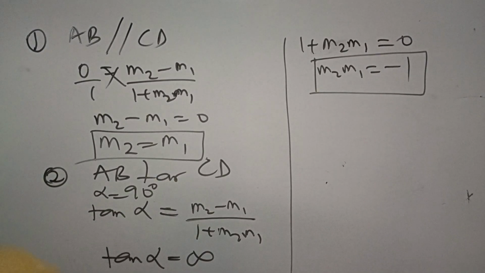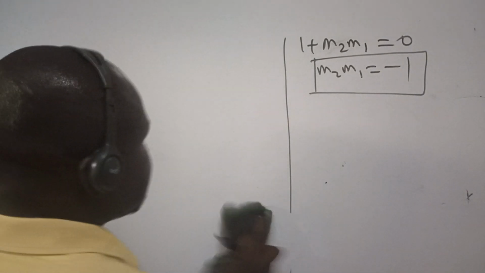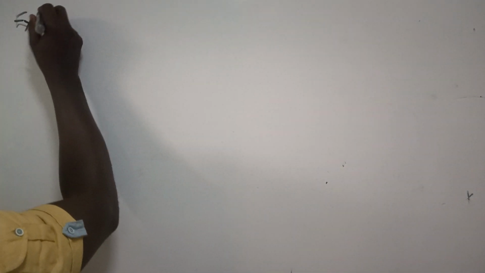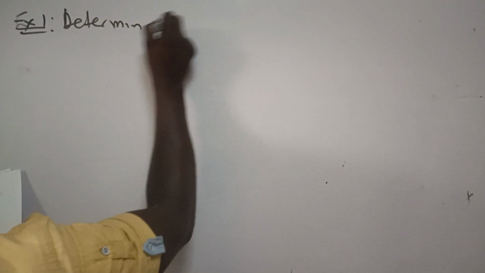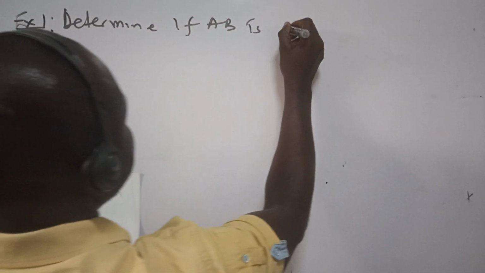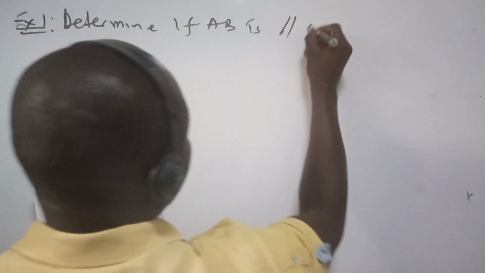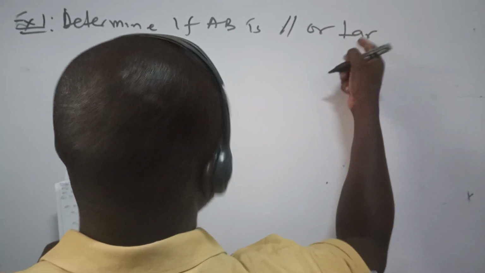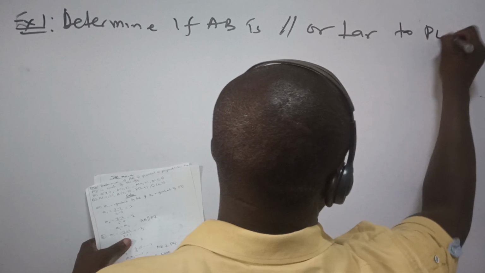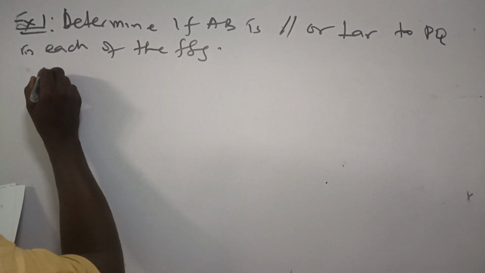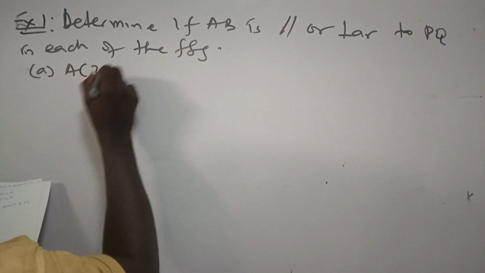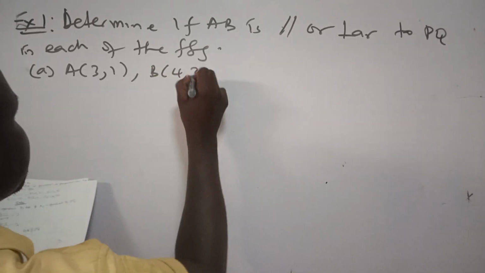So let's take an example to be able to buttress our point. Example 1. Determine if AB is parallel, this is the symbol for parallel, or perpendicular, this is the symbol for perpendicular, to PQ in each of the following. So the first one, we have A to be (3, 1), then B is (4, 3).